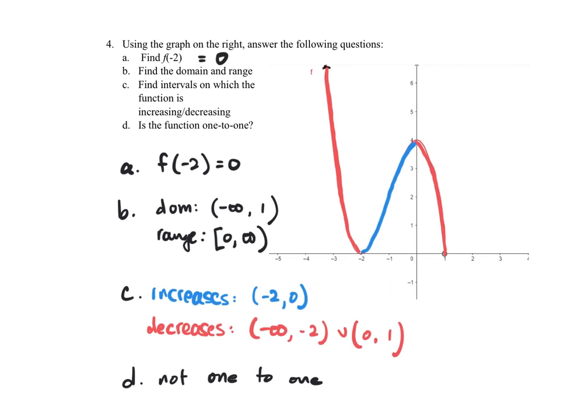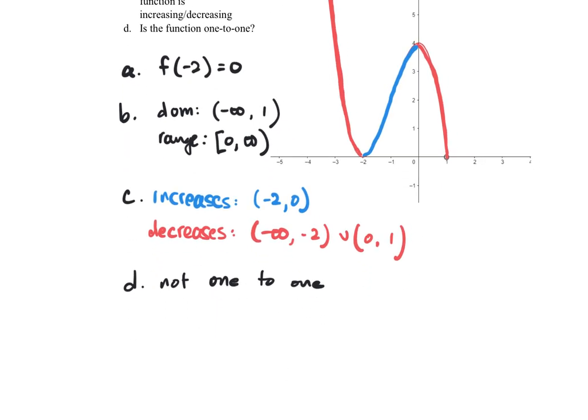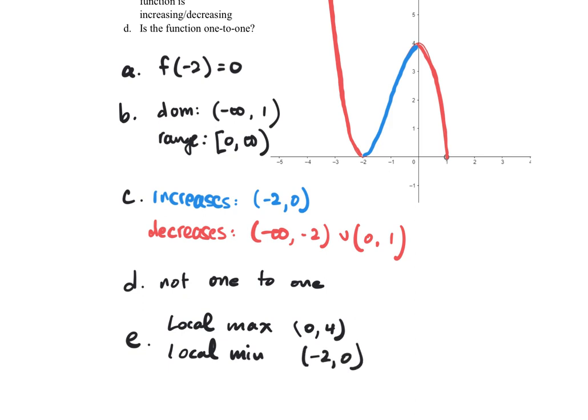And another question you might want to be prepared for, even though it's not asked on this one, is the local minimum, local extreme values. So there's a local max value right here at the point 0, 4. And there's a little min value right here at the point negative 2, 0. So something to be aware of. You might want to be prepared also, in addition to finding intervals of increase and decrease, to state where you have local minimums or maximum values.